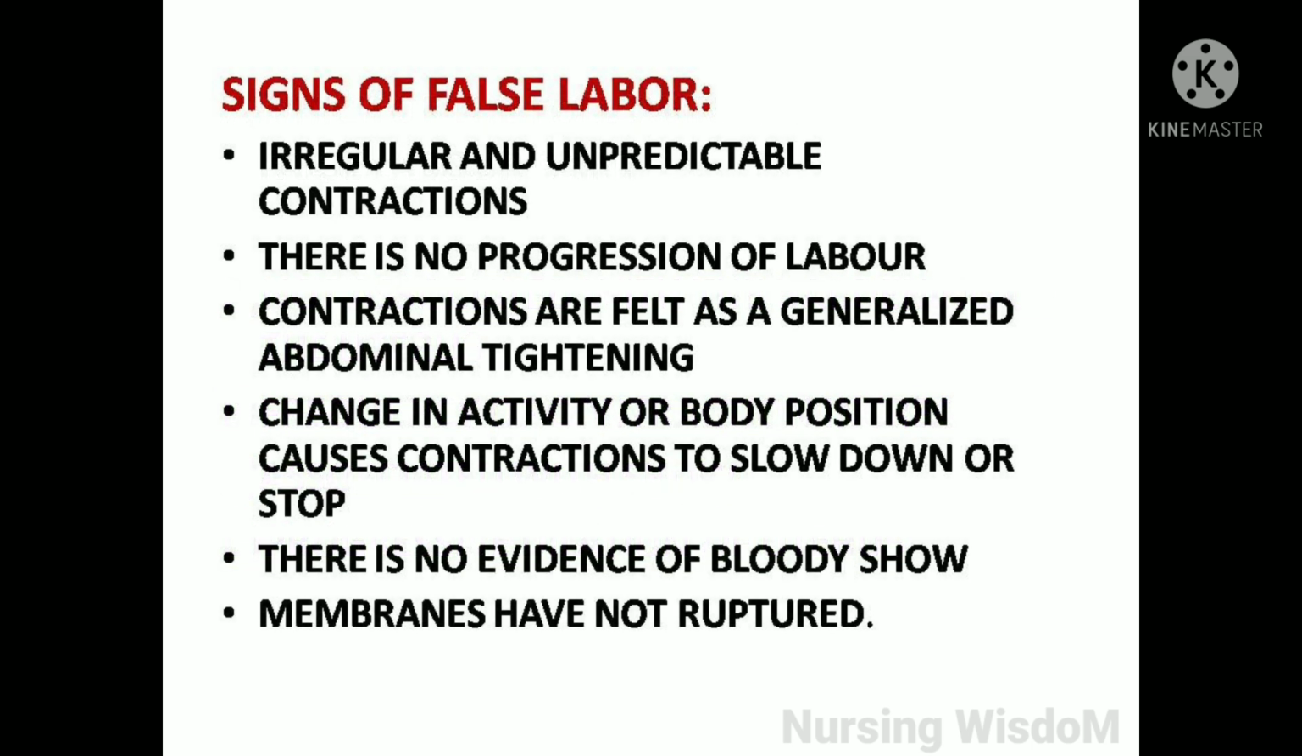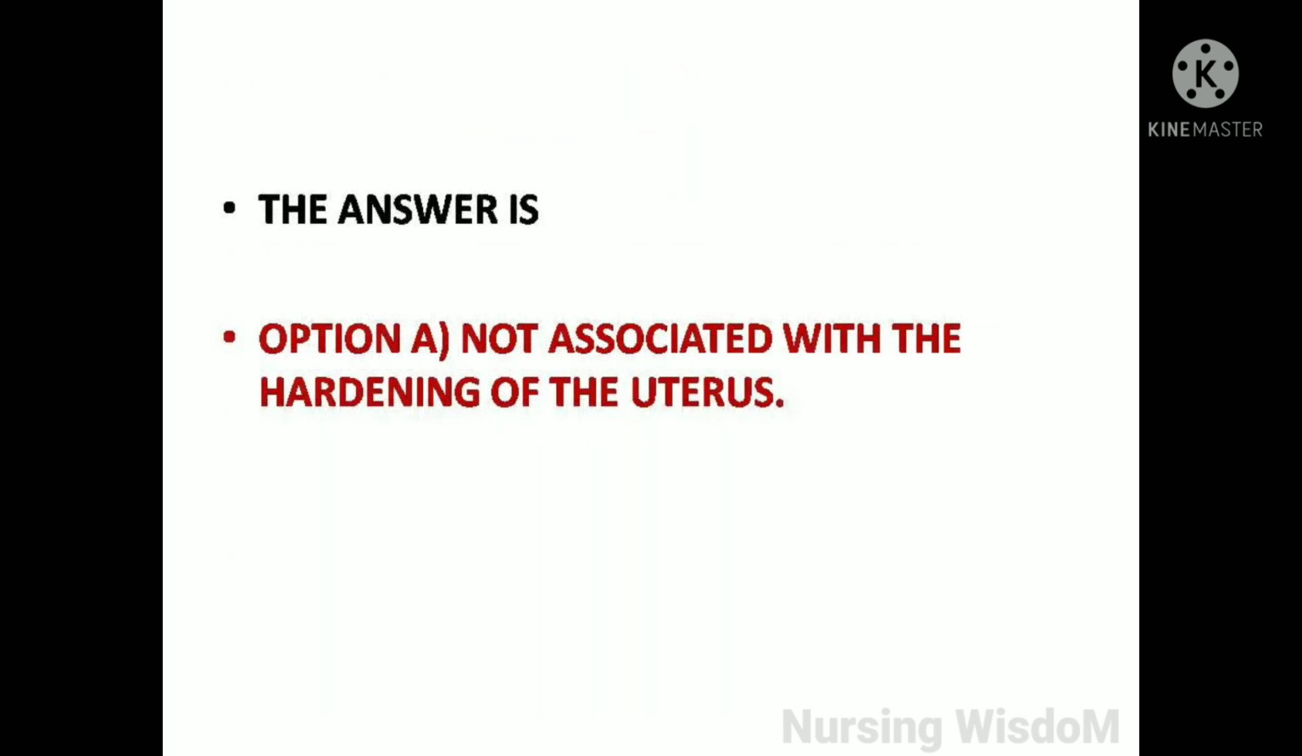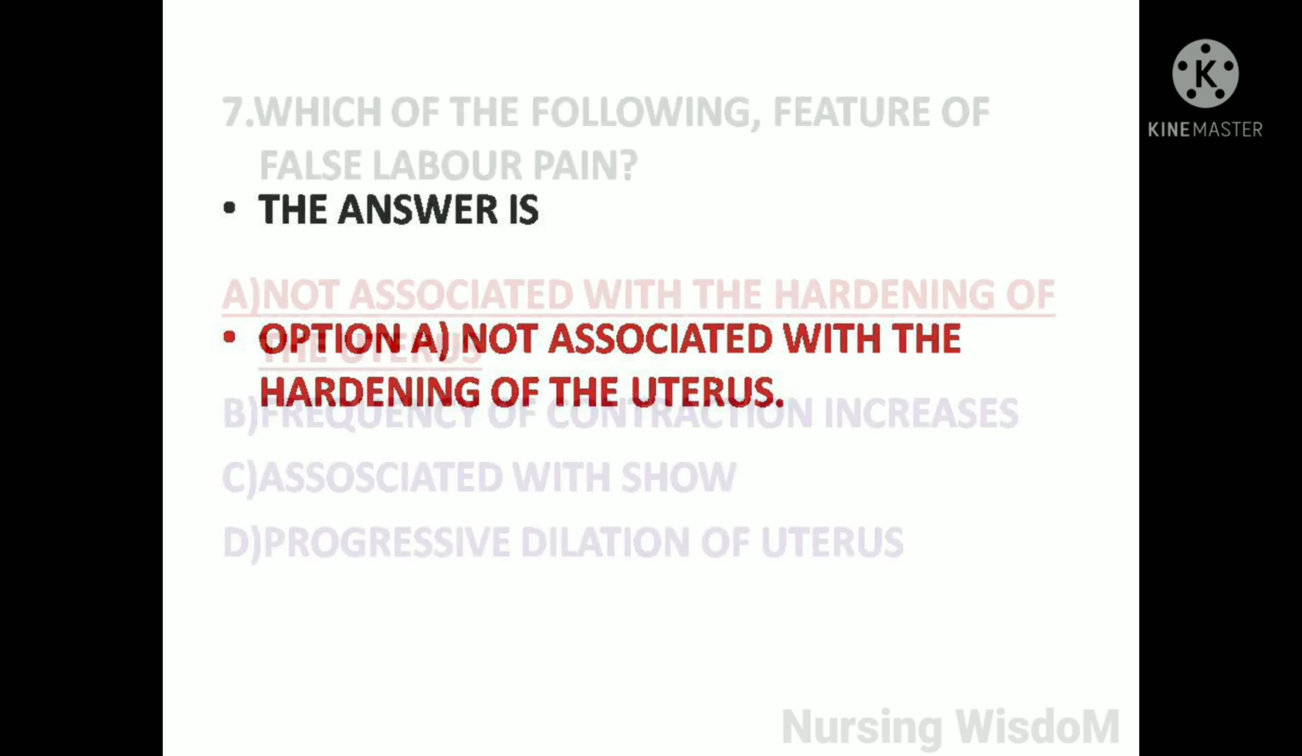Signs of false labor: irregular and unpredictable contractions. There is no progression of labor. Contractions are felt as a generalized abdominal tightening. Change in activity or body position causes contraction to slow down or stop. There is no evidence of bloody show. Membranes have not ruptured. The answer is option A, not associated with the hardening of the uterus.